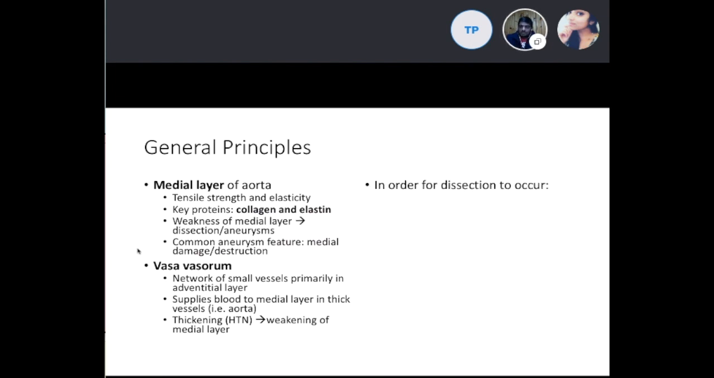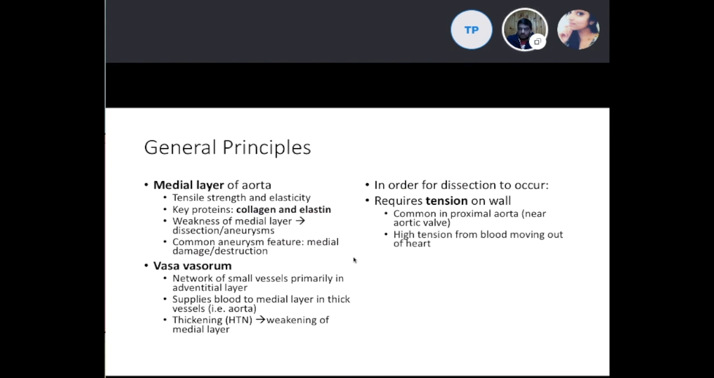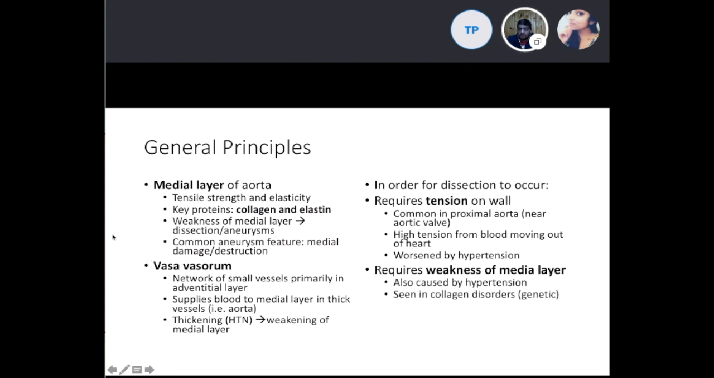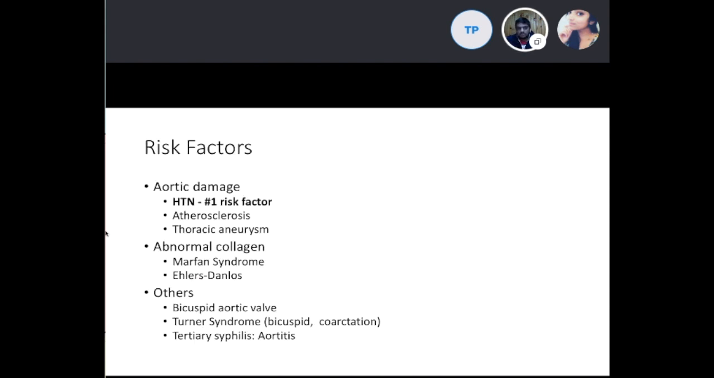In order for a dissection to occur, you also require tension on the wall. So it's common in the proximal aorta, very near the aortic valve, because there's high tension from the blood that's moving out of the heart. It's worsened by hypertension. And it requires weakness of the medial wall, as we've discussed. That's also caused by hypertension and seen in collagen disorders such as Marfan and Ehlers-Danlos syndrome.